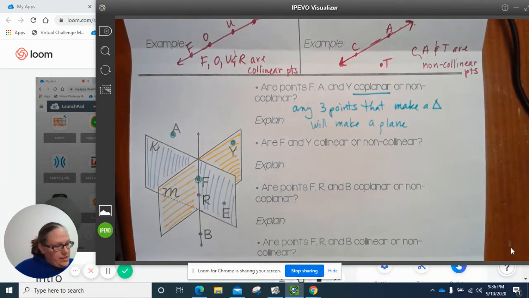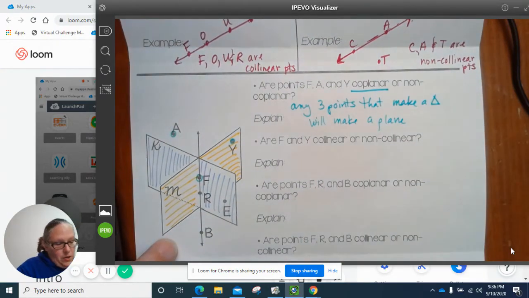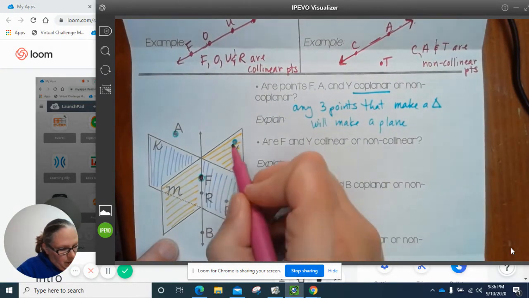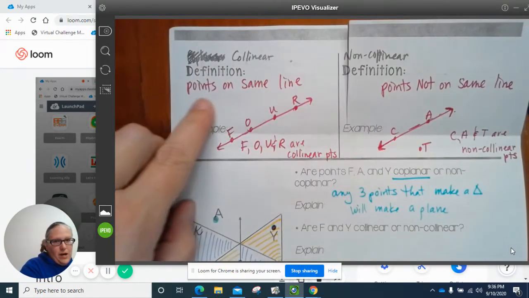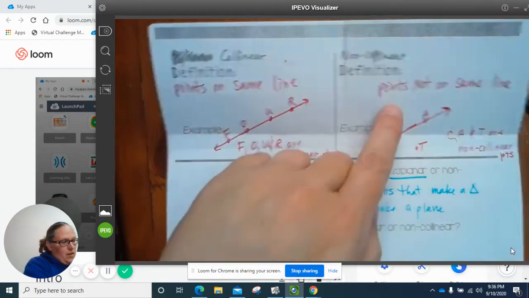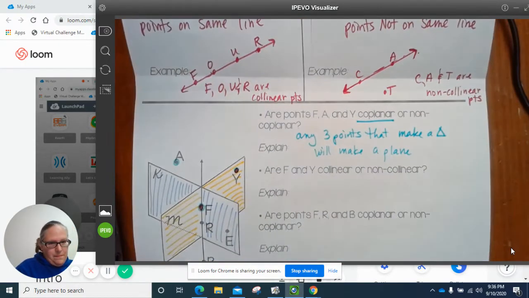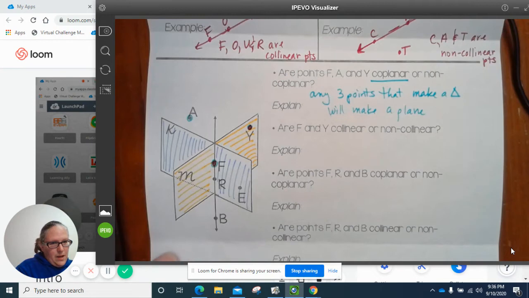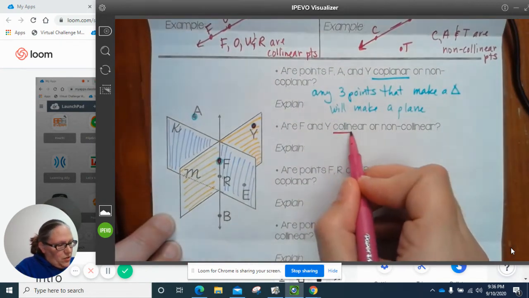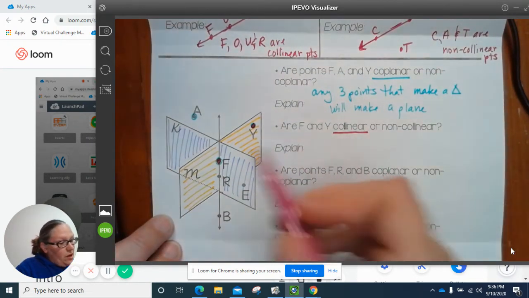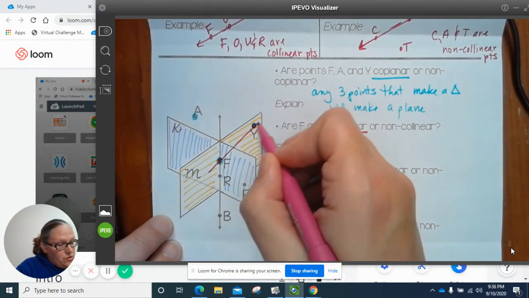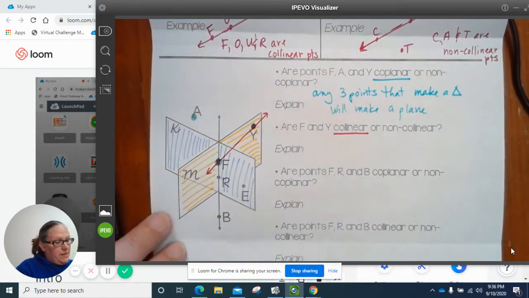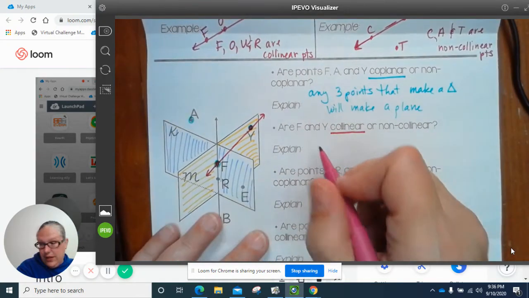The next one says, are F and Y collinear or non-collinear? So here's F and here's Y. Are those collinear? Are they on the same line or are they not on the same line? Did you pick collinear? Even though there's no line drawn that connects them, we could draw a line between them. Even though it's not there, they are still collinear.